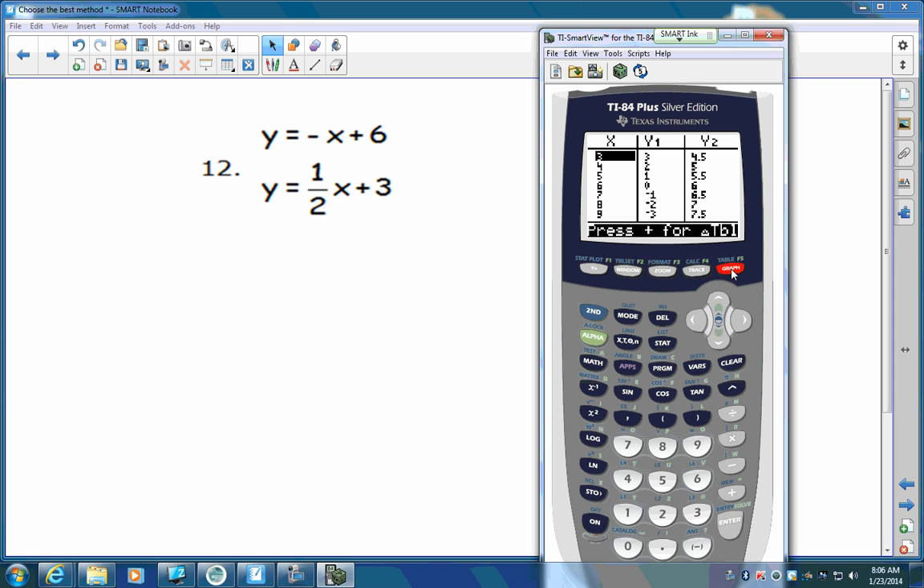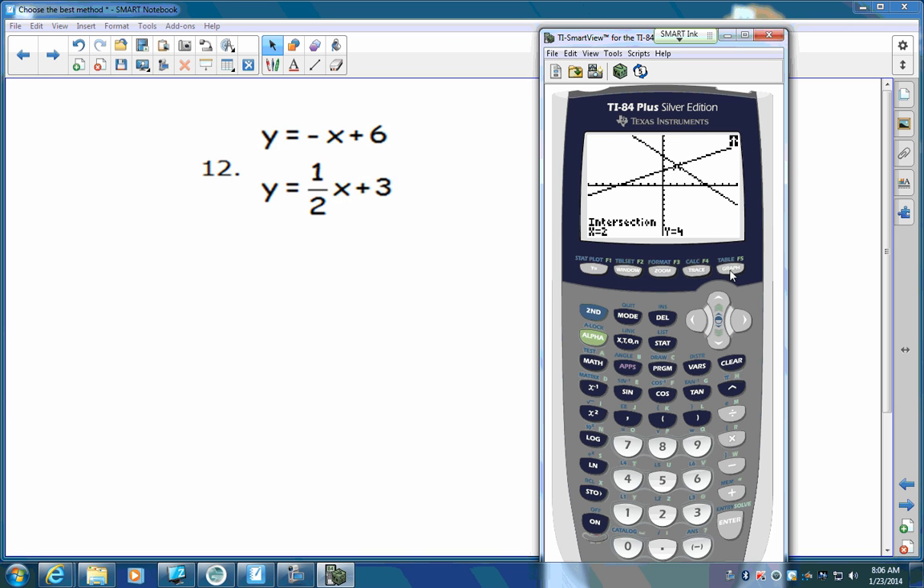Now, remember, you can go straight to the table and look and search to see where y1 and y2 are the same. Do you remember the other way I told you? Second, trace, 5 for intersect. Let the two lines graph, otherwise you freeze up your calculator. Press enter 3 times. There's your answer, 2, 4.